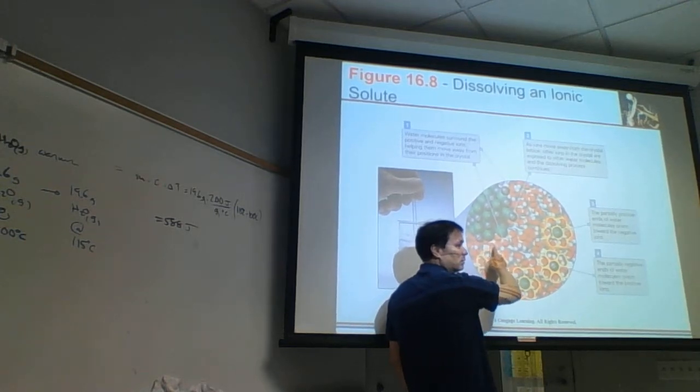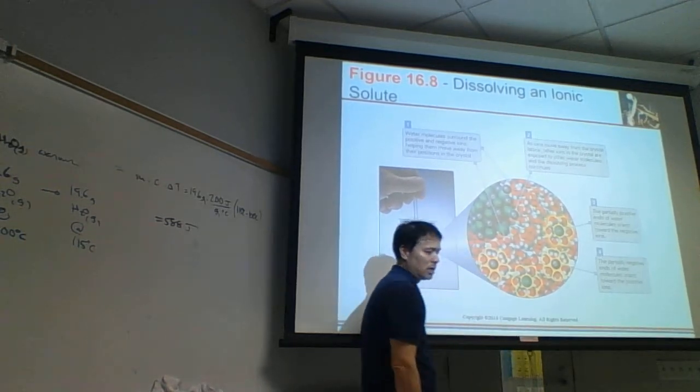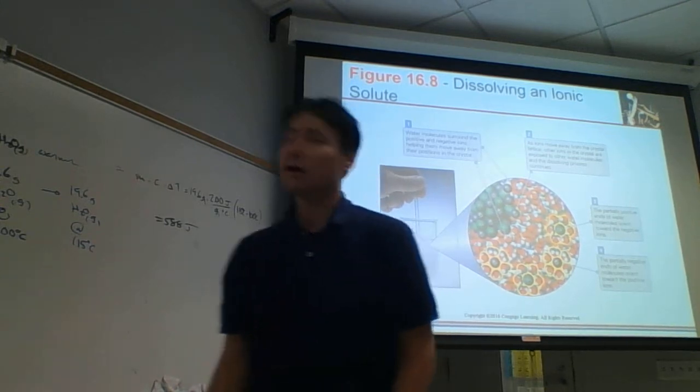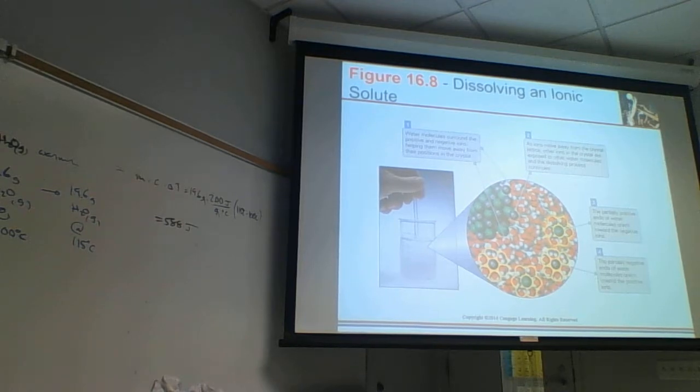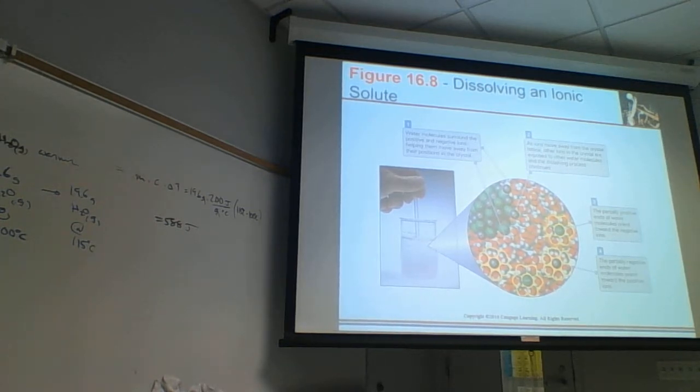Okay? But some things are hard to crystallize. Something that would be hard to crystallize would be sodium acetate. Why is sodium acetate so much harder to crystallize than sodium chloride? The reason why sodium acetate is so much harder to crystallize is because of the shape of the acetate ion. If we look at acetate ion, it looks like this.